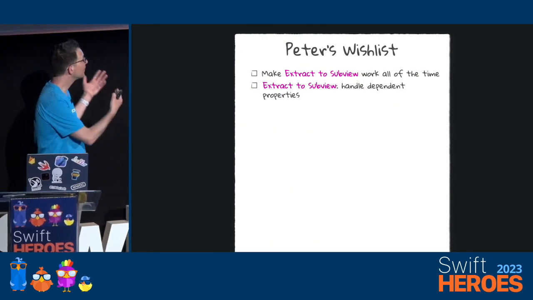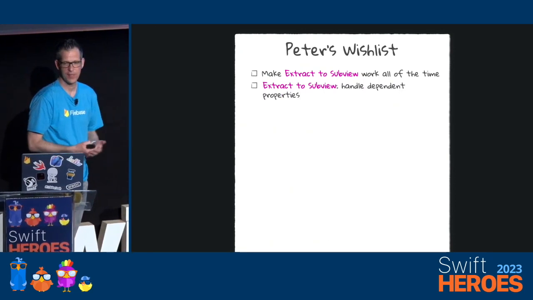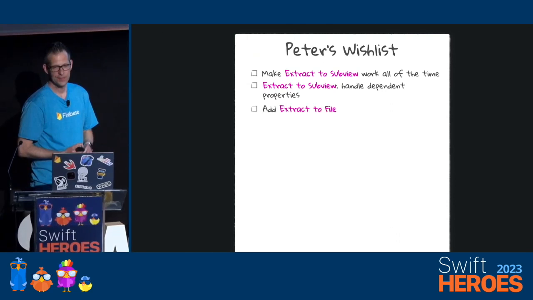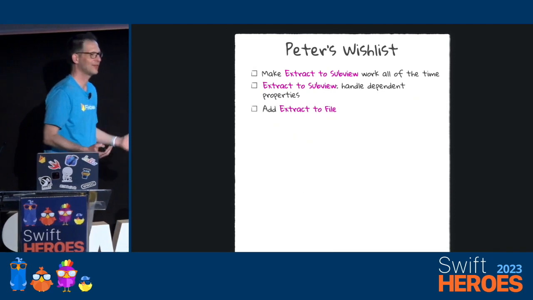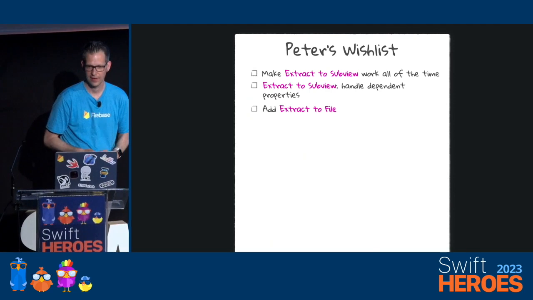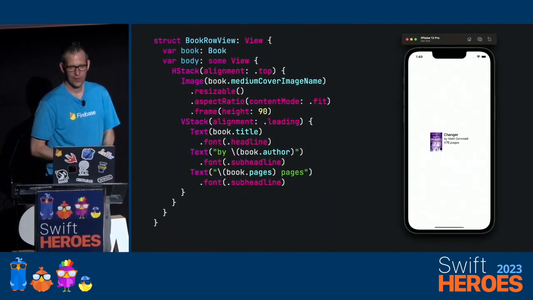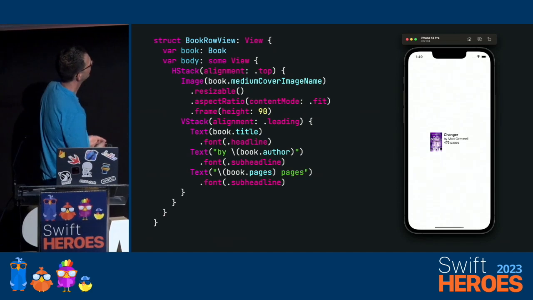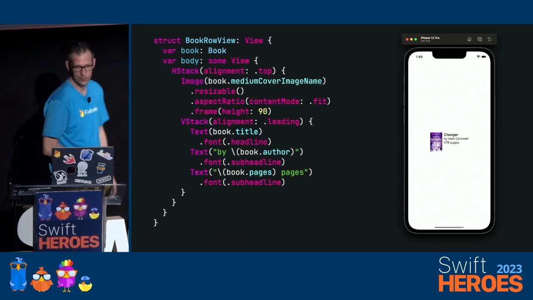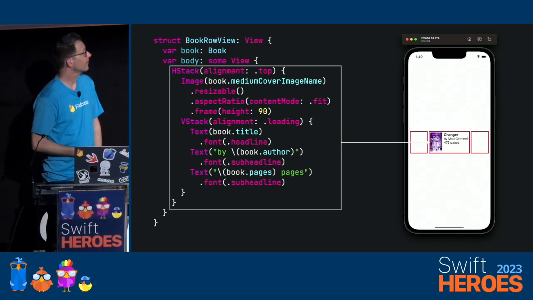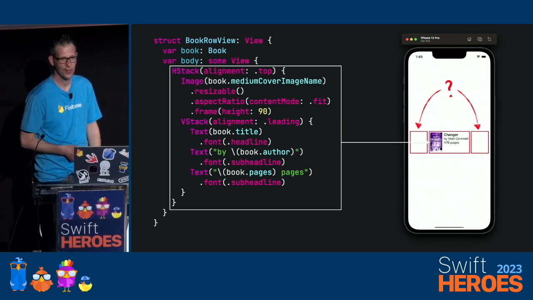And then it should also refactor the dependent properties. Cool. Oh, and there's one more. It would be really nice to have an extract to file refactoring like other respectable IDEs have. All right, so this is how it looks, and it's still not looking great. So what's with all the white space? Where's that coming from?